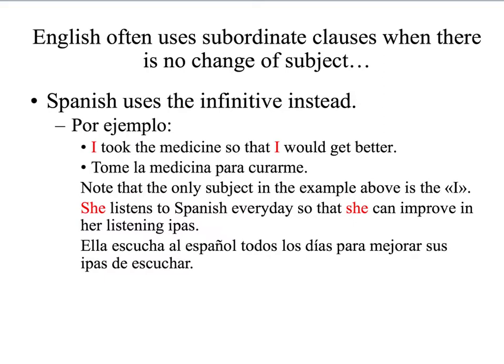English often uses subordinate clauses when there is no change of subject. Spanish uses the infinitive instead. For example, you can say something with I. Notice there's no change in subject. I took the medicine so that I would get better. Tomé la medicina para curarme. Notice that I use the infinitive, and the infinitive is attached with the reflexive pronoun. This tells who's being cured. She listens to Spanish every day so that she can improve in her listening. Notice that we have she in both spots. That's where we get our mejorar. We use our infinitive verb.